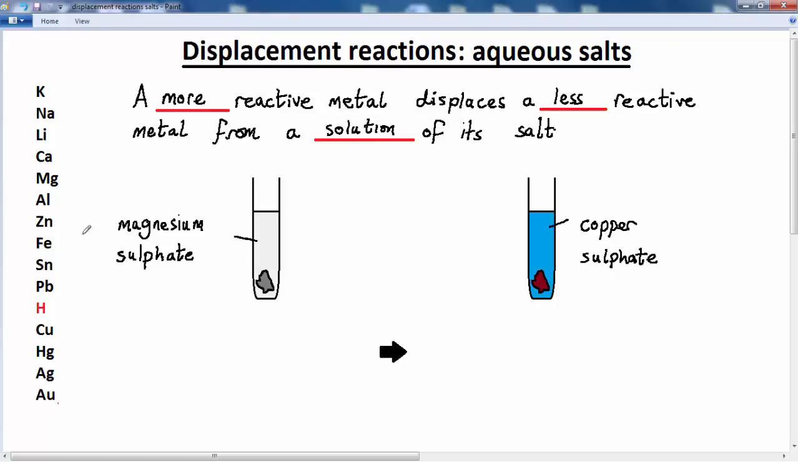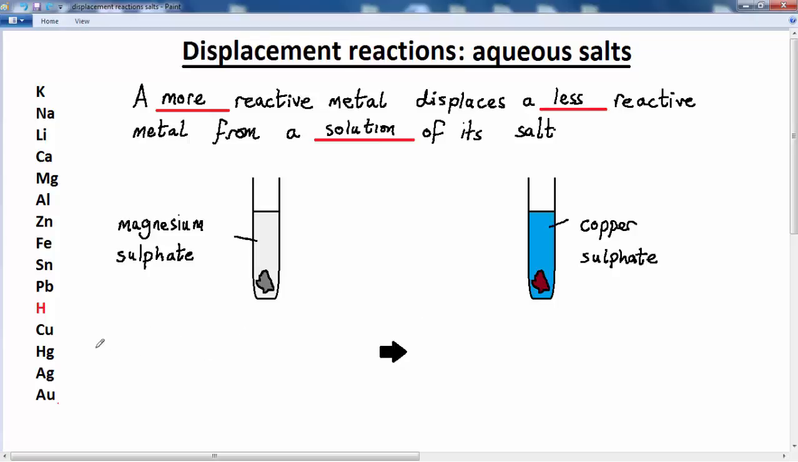Now what's happened is that because zinc is higher than copper in the reactivity series, that's to say it's more reactive, it displaces the copper from the solution and forces it to be deposited on the surface of the zinc in its element form. So let's write out the equation for that.